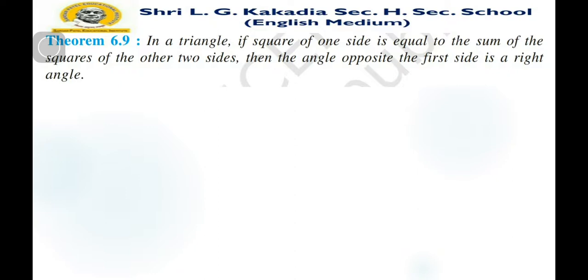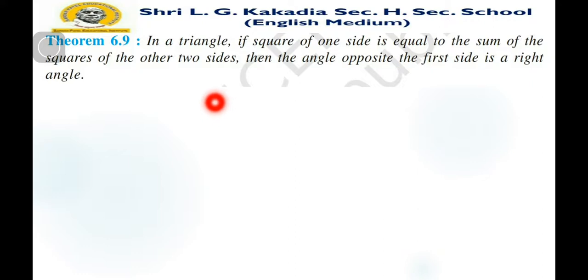So what is the statement of 6.9? Let's see that in a triangle, it is not given a right triangle, but given that it is a triangle. If the square of one side is equal to the sum of the squares of the other two sides, then the angle opposite the first side, means this side, is a right angle.